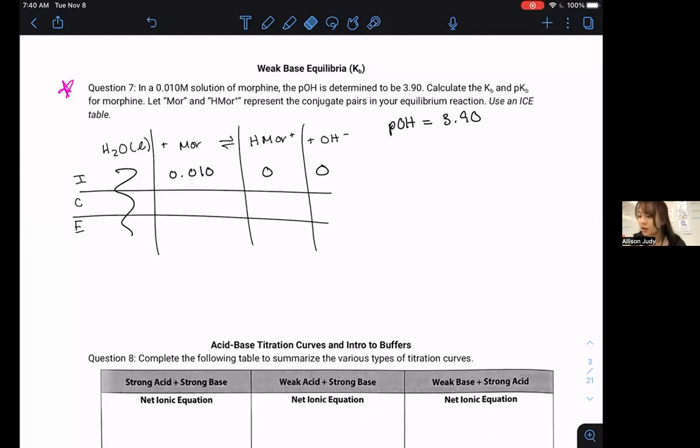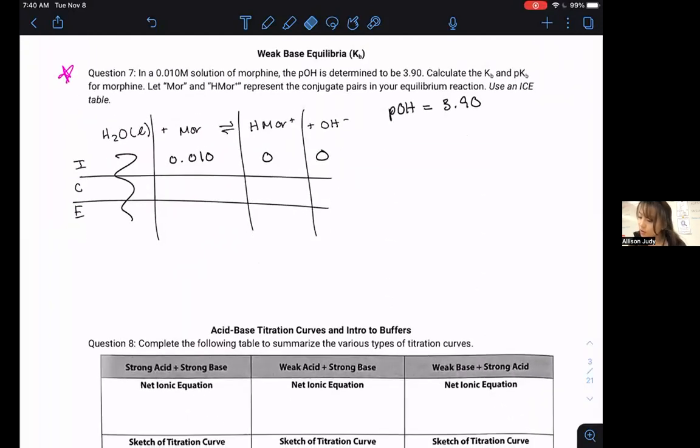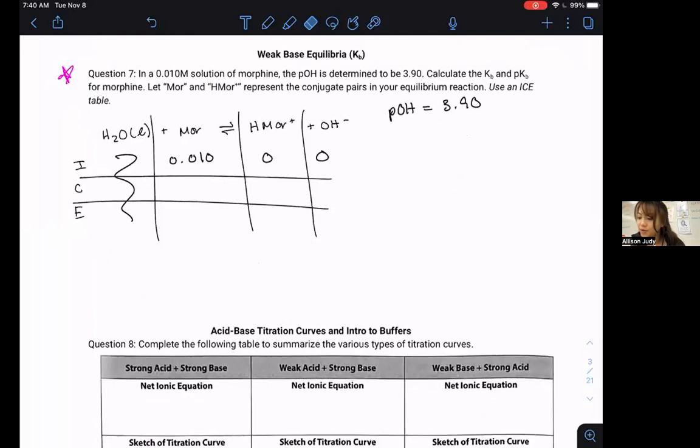So question number 7 on page 3. What we have is a 0.01 molar solution of morphine, and we know that the pOH of the mixture is 3.9.